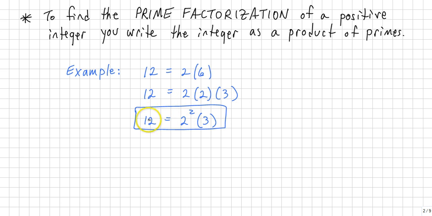So we would write that as 12 equals 2 squared times 3, and that would be its prime factorization because 2 and 3 are prime numbers. So basically you can write the number 12, or if you want, you can write it as 2 squared times 3, which would be its prime factorization.